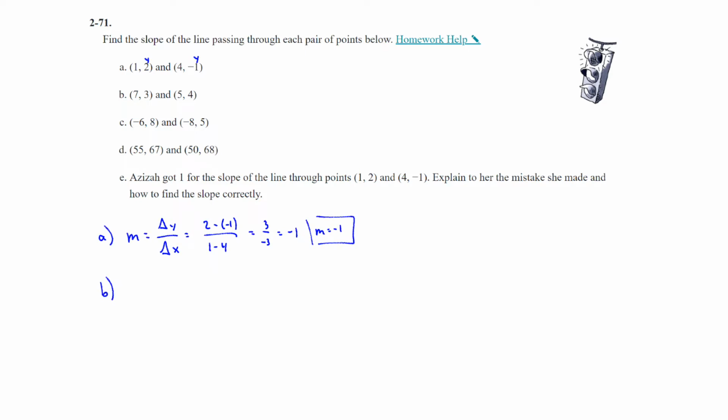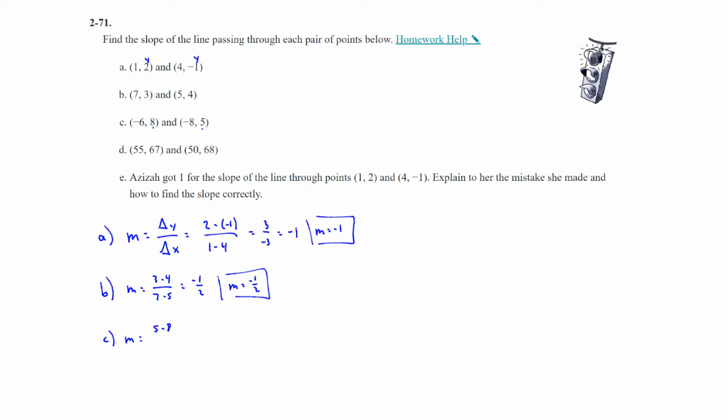For those 2 points for B, we have 3 minus 4 over 7 minus 5. And this is negative 1 over 2. For that one. On C, and you'll notice I'm always taking the first point minus the second point. It doesn't matter the order that you do them in. So on C, I'll just go the other way so you can see. So instead of taking 8 minus 5, I'll do it the other way.